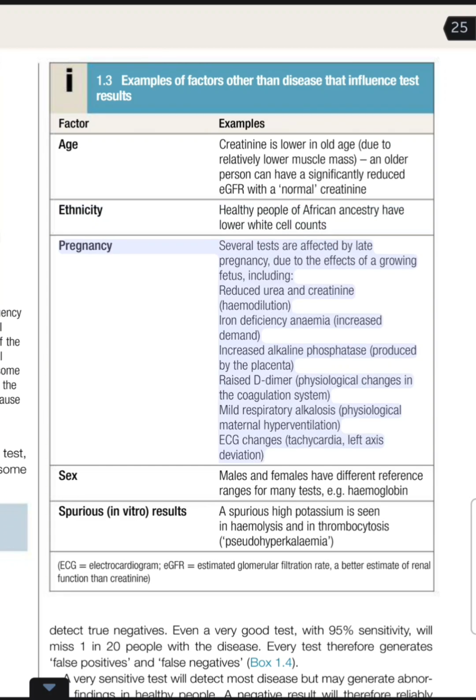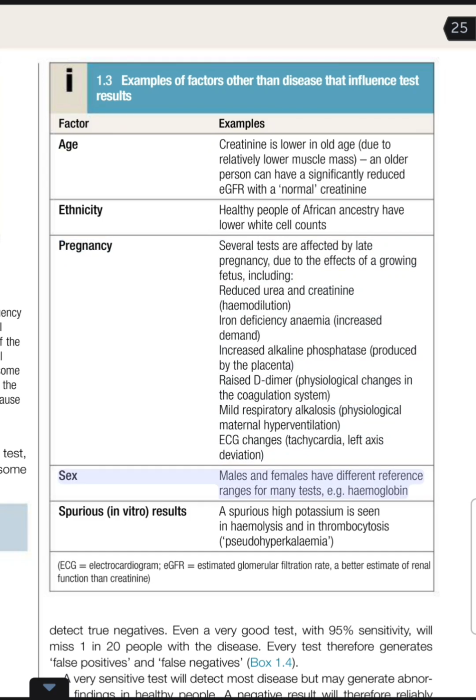Pregnancy: several tests are affected by late pregnancy due to the effects of a growing fetus, including reduced urea and creatinine, hemodilution, iron deficiency anemia, increased demand, increased alkaline phosphatase produced by the placenta, raised D-dimer, physiological changes in the coagulation system, mild respiratory alkalosis, physiological maternal hyperventilation, ECG changes, tachycardia, left axis deviation.